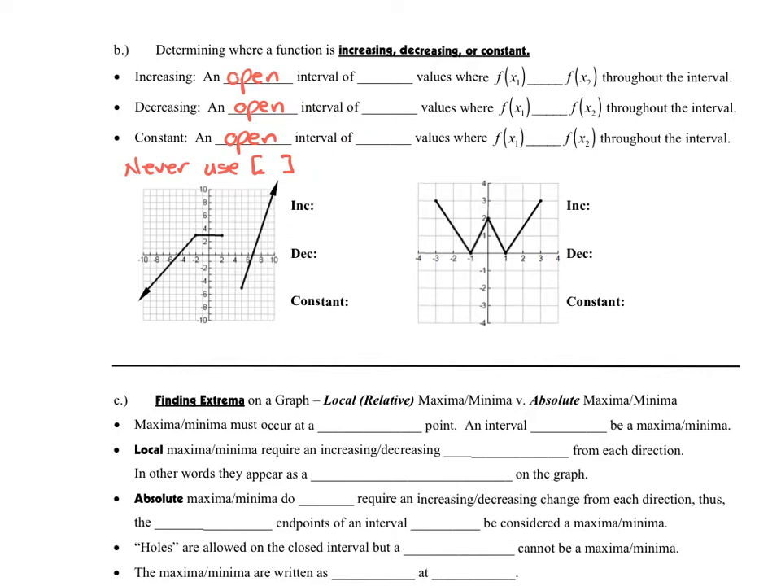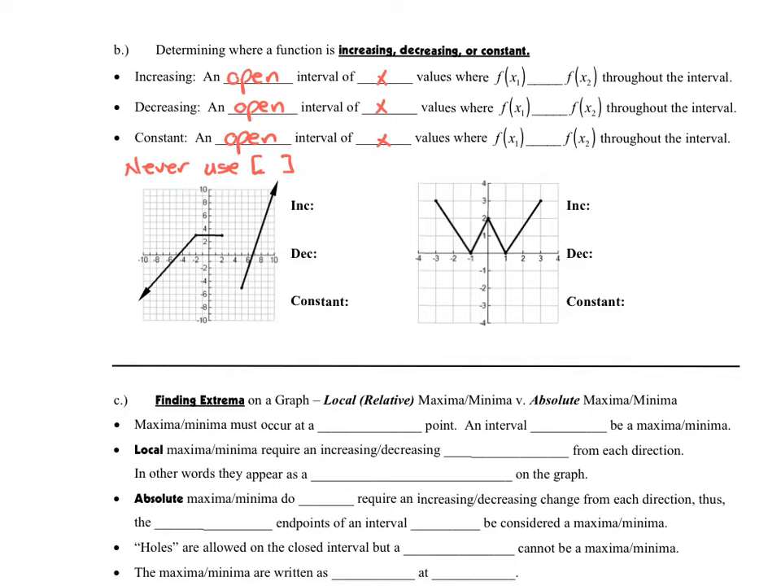The next thing that's going to be the same for all of them is that they are open intervals of x values. So the answers that we write are x values, even though we find them by looking at y values. We look at the behavior of the y's, but our answer is the x. So let's take a look at that.